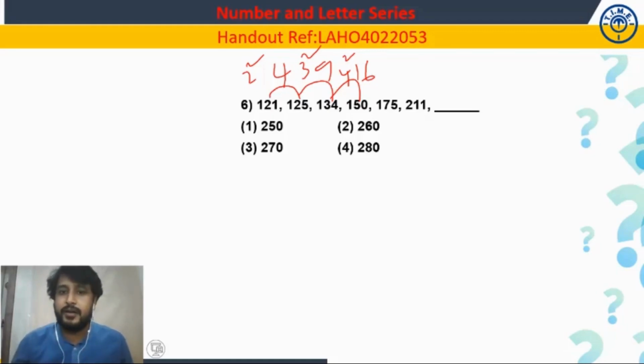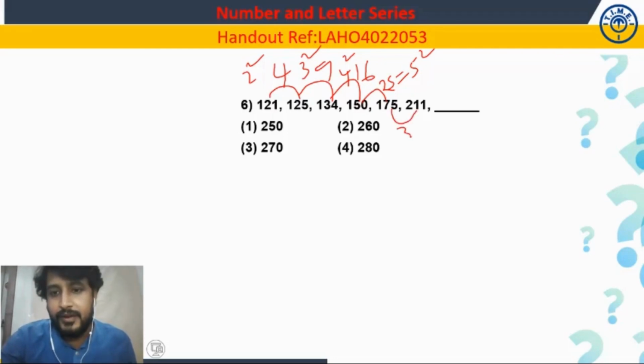So after 4 must be what? 5, and then next must be what? 6. Let's cross check it. 150, 175: the difference is 25, which is equal to how much? 5 square. So it is confirmed. 2 square, 3 square, 4 square, 5 square, consecutive natural numbers. And next is 175, 211: the difference is how much? 36. 36 is which number's square?